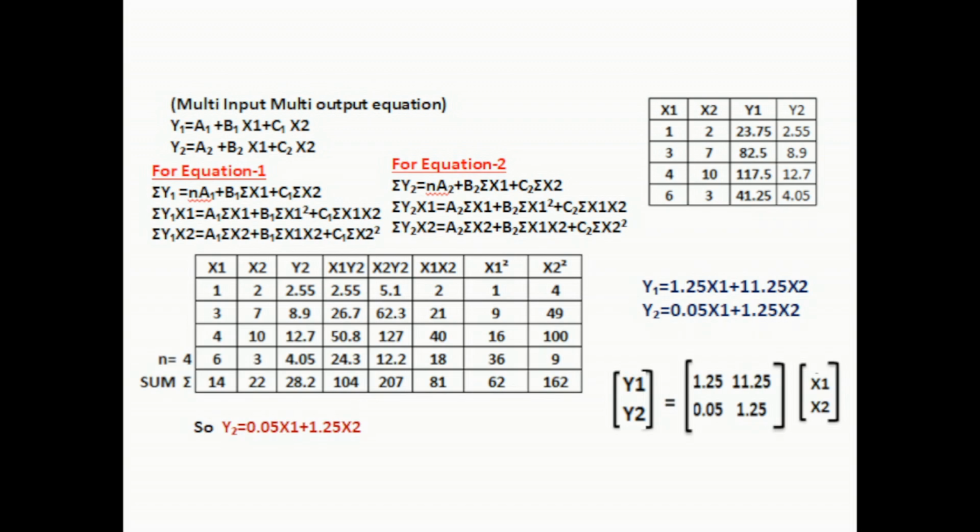So y2 is equal to 0.05 x1 plus 1.25 x2. Two equations we have now got. That is, y1 is equal to 1.25 x1 plus 11.25 x2, and y2 is equal to 0.05 x1 plus 1.25 x2. That means we can write the equation in matrix form: matrix y1, y2 equal to matrix 1.25, 11.25, 0.05, 1.25 into matrix x1, x2.